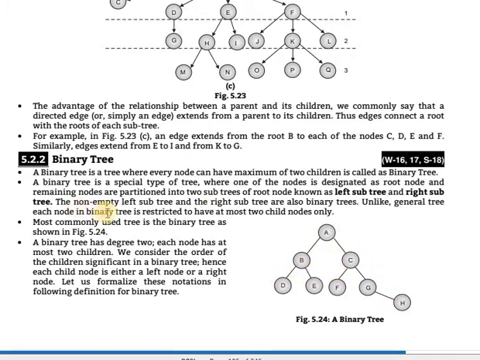The non-empty left subtree and right subtree are also known as binary trees. So if there is no left or right child, then it is still possible to have a binary tree. Unlike a general tree, each node in a binary tree is restricted to have at most 2 child nodes only. At most means a maximum of 2 child nodes. The most commonly used tree is a binary tree, as shown in the figure.